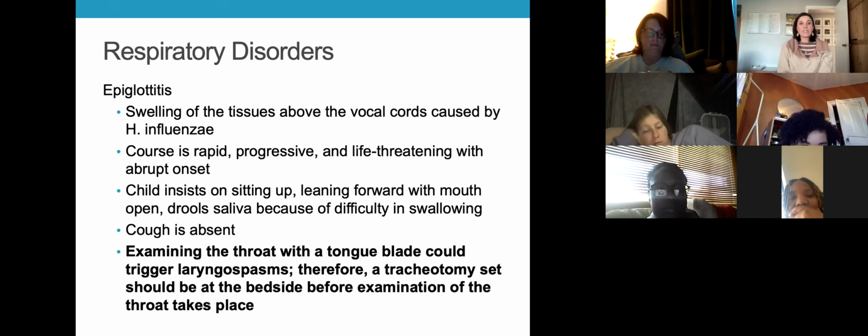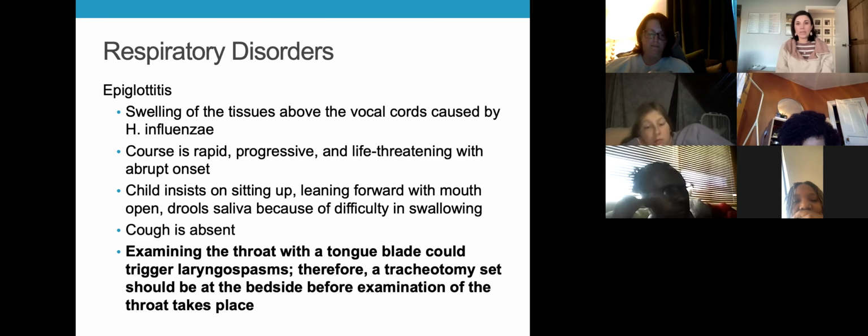Epiglottitis is swelling of the tissue above the vocal cords caused by H. influenza. It has a rapid onset, progresses really quickly, and is life-threatening if not treated. So this child is going to insist on sitting up and leaning forward. You're going to notice them holding their mouth open and constantly drooling.